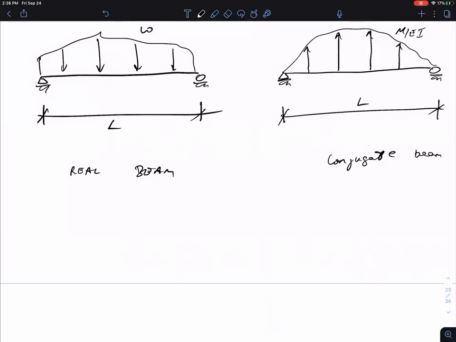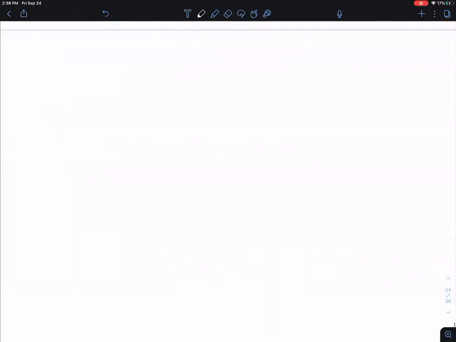In terms of the supports of the conjugate beam, the shear and moment at the supports in the conjugate beam must correspond to the slope and displacement at the supports in the real beam. And we'll see how that plays out in a sec. Something to keep in mind is that if we neglect axial loads, a statically determinate real beam will also have a statically determinate conjugate beam.